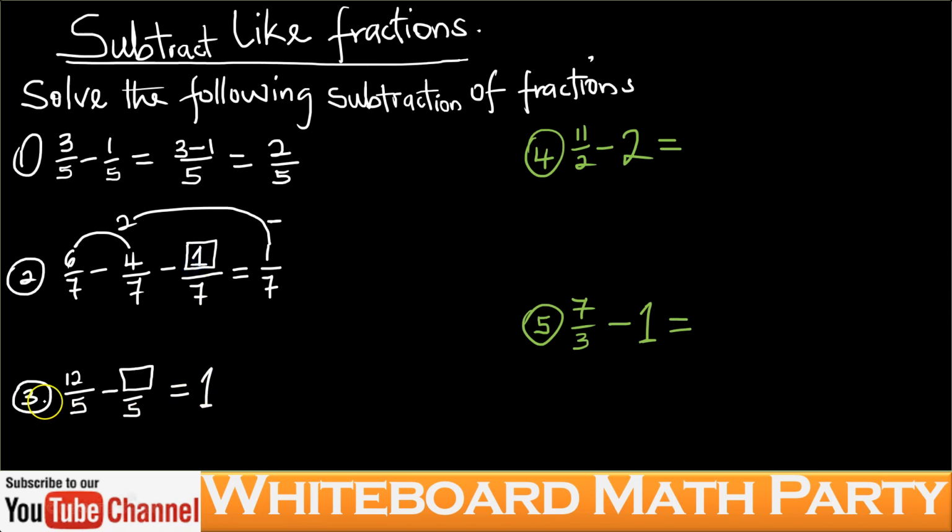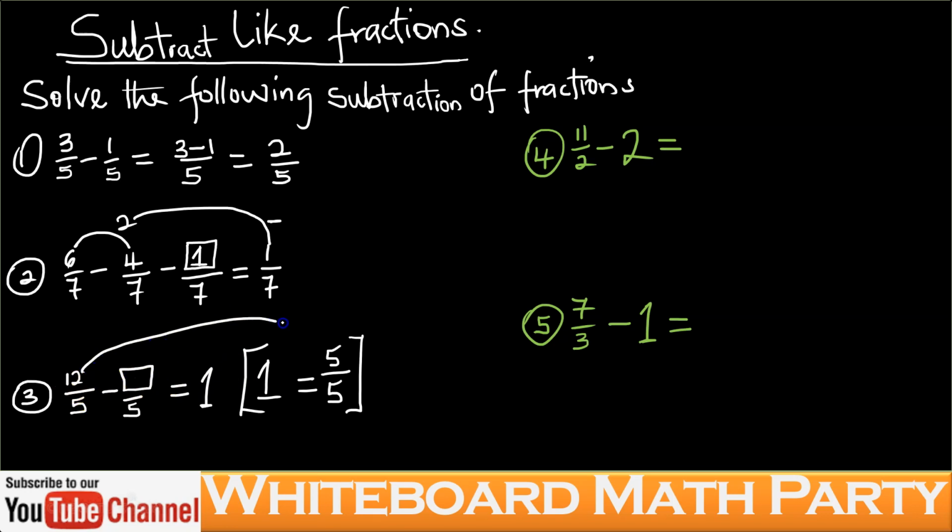Now let's look at question 3. 12/5 minus a number 5 is equal to 1 whole. Remember that when you have 1 whole, it means that the numerator and the denominator are the same. And here, our denominator has already told us that it's 5. So it means the numerator will also be 5. So 5 is the number. Here is 5/5. So what number will be subtracted from 12 to leave us with 5?